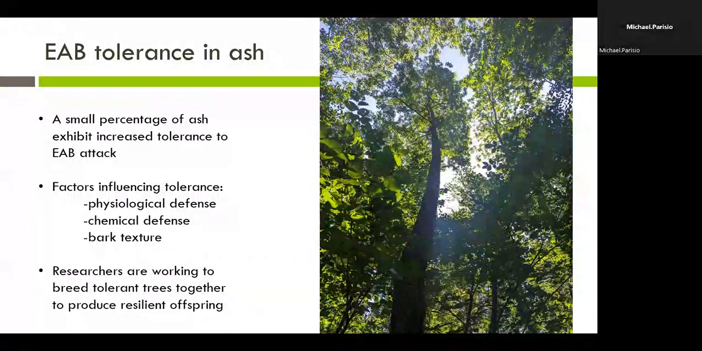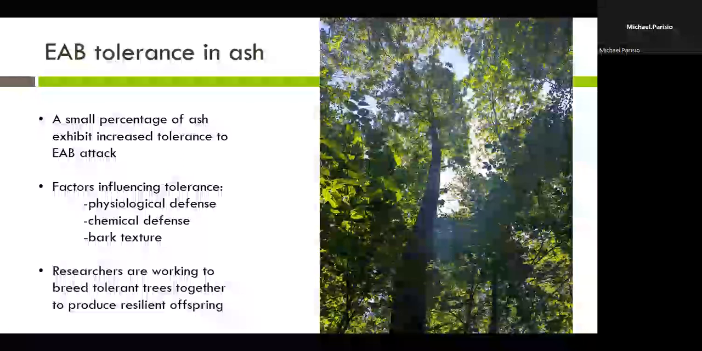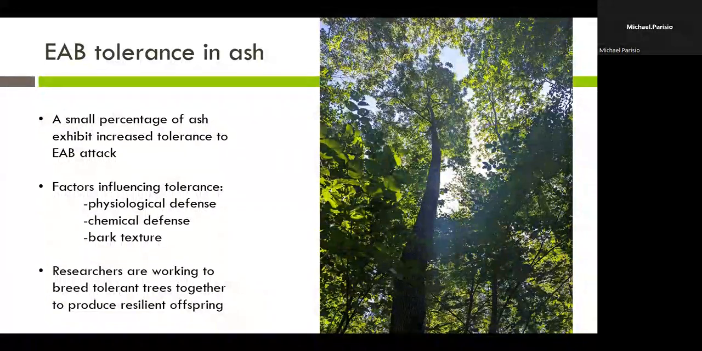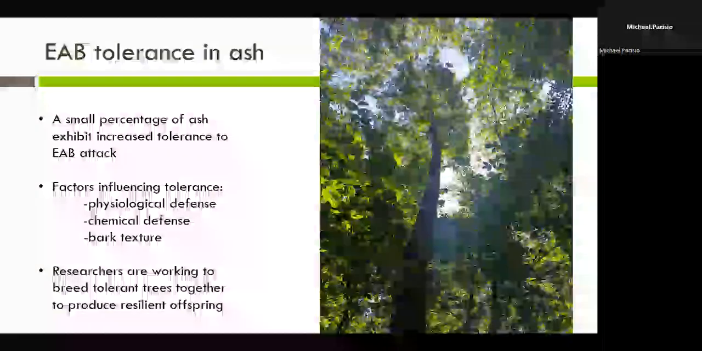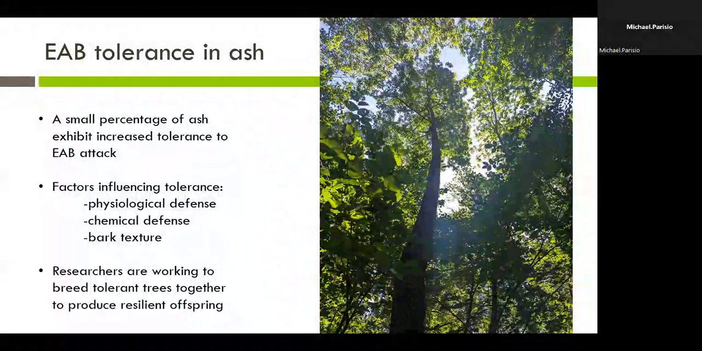Another thing that people are looking at is the potential for EAB tolerance in ash trees. Just as an example, this picture that I'm showing you is a green ash tree growing in a park in Concord, New Hampshire. That picture was taken this past summer, and it's less than a mile from the first known emerald ash borer infestation in New Hampshire. You can look at it, it has a full canopy, it has no signs of woodpecker damage, it's completely healthy, and it's been growing for over a decade in the epicenter in New Hampshire of the emerald ash borer infestation.